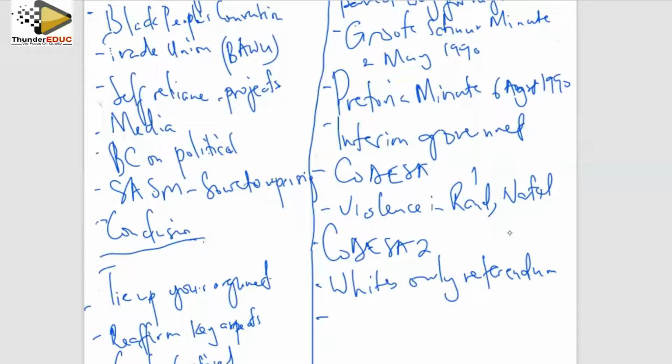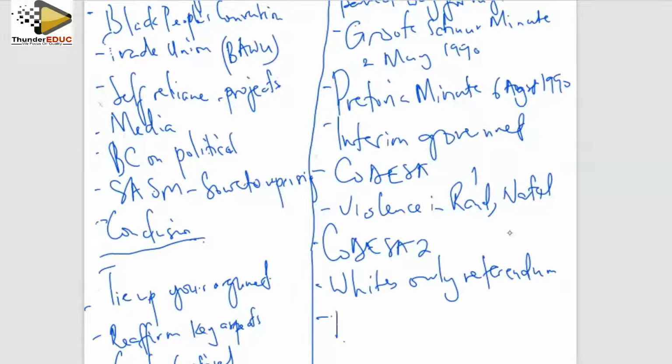Their businesses were no longer functional. There were sanctions against the economy of South Africa. Everything was going down. So they wanted to pave the way for a new viable economy. So they voted in favor of the negotiation process to continue. Then we go to CODESA number 2. Then we look at what happened.